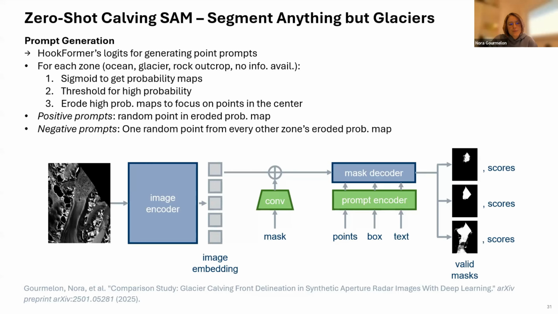And then, I forgot to say, SAM is not able to do semantic segmentation. Therefore, we do this binary segmentation, just getting the ocean. So the positive prompt is a random point in the eroded ocean map. And negative prompts are then random points from the eroded probability maps from the other zones: glacier, rock outcrop, and no information available.